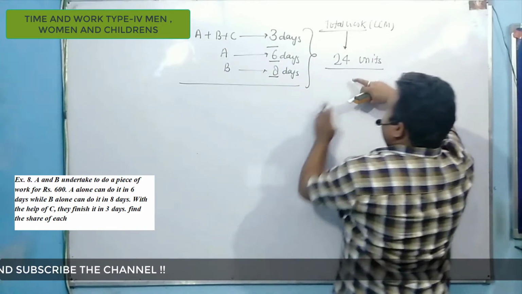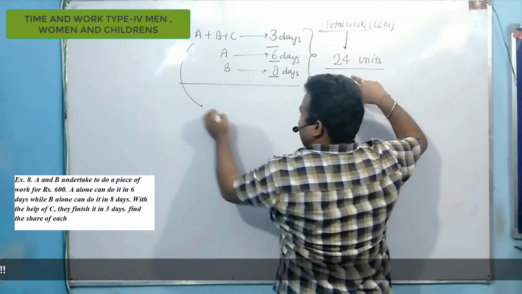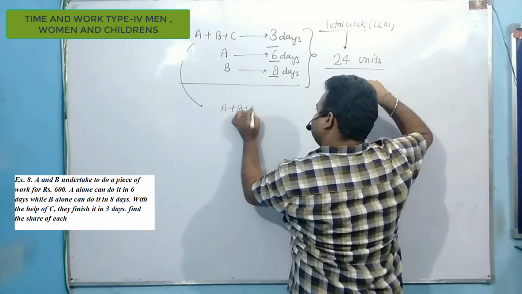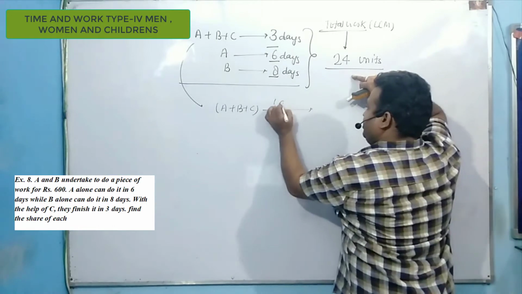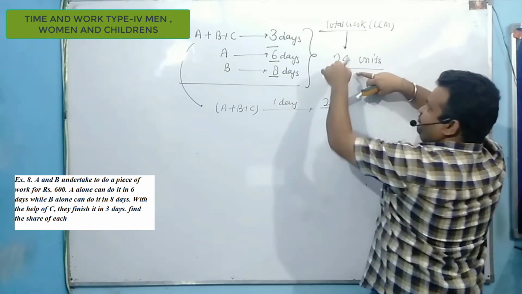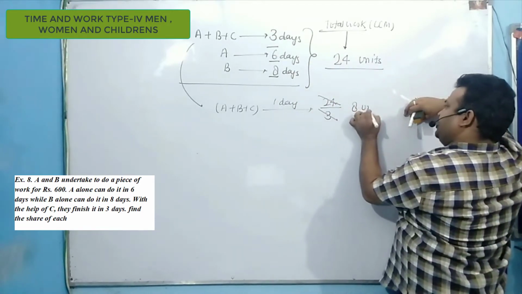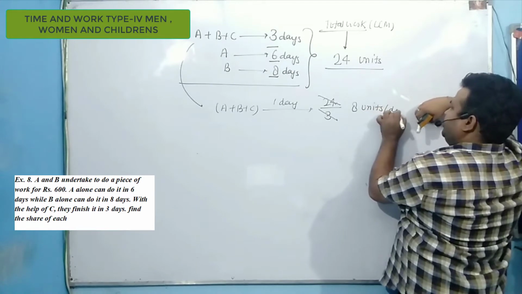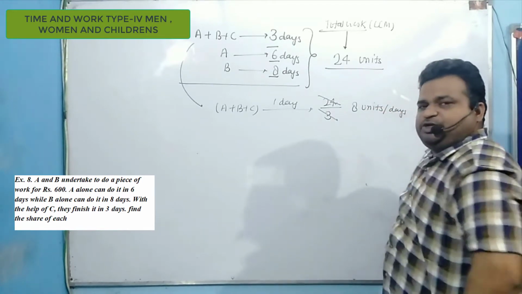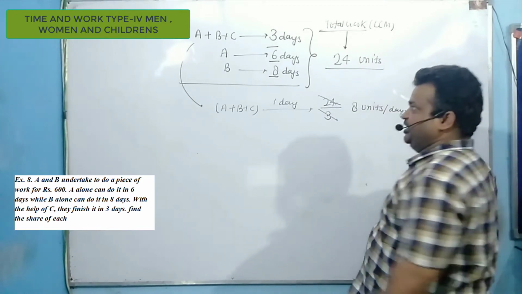Now A, B and C together take 3 days, so what is A plus B plus C's 1 day work? 24 units completed in 3 days. So they manufacture 8 units per day. So A, B, C together can complete 24 units while manufacturing 8 units per day.